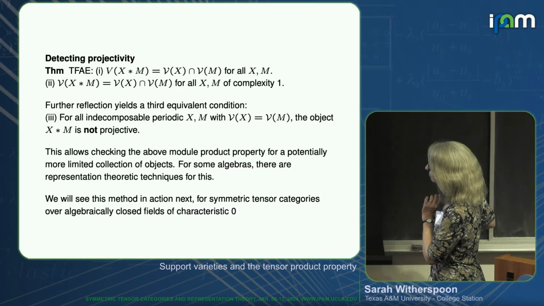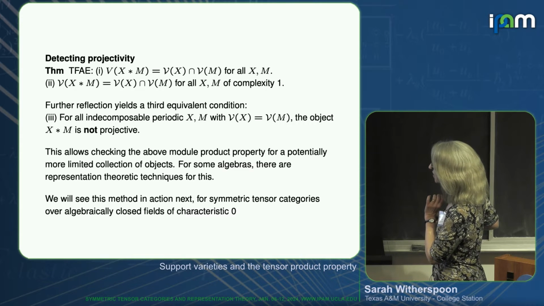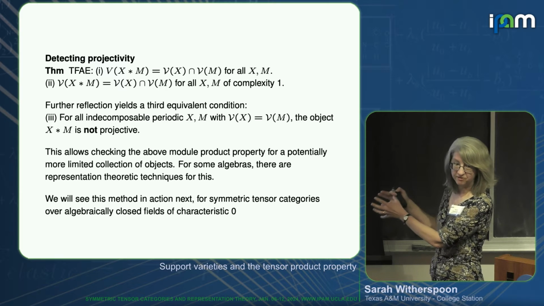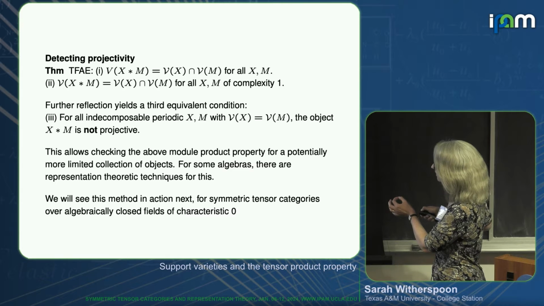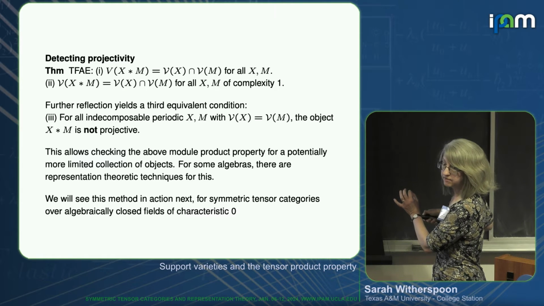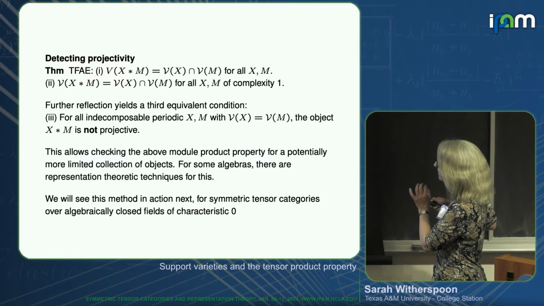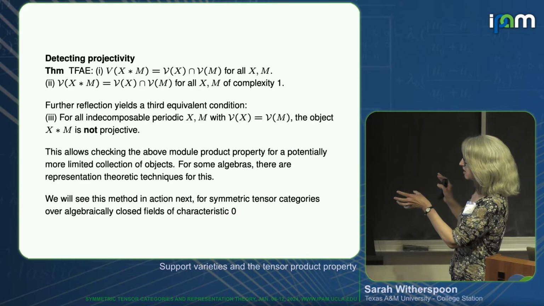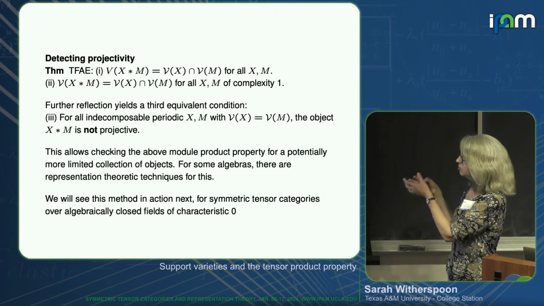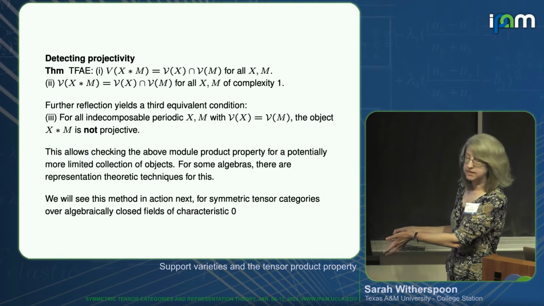If this module product is projective, then this will be 0 and will not be equal to the intersection if they have the same variety. So we want to know that as long as the two have the same variety, the object X star M is not projective. So that's the observation, and that turns this into a more representation theoretical check. Potentially there's a more limited collection of objects, where you're looking for two indecomposable periodic objects that have the same variety, and you just want to check that the product is not projective.